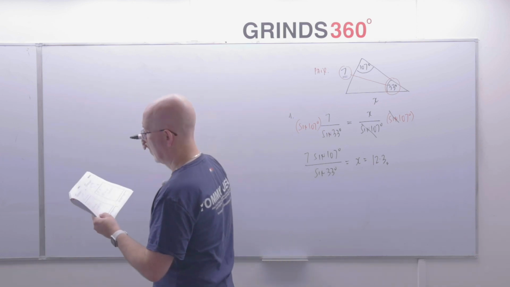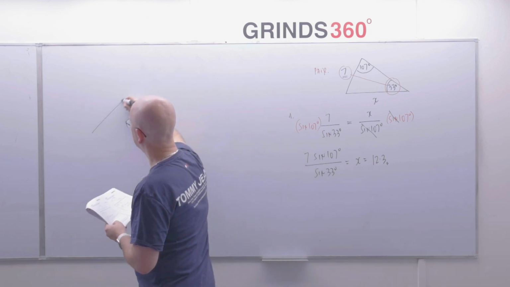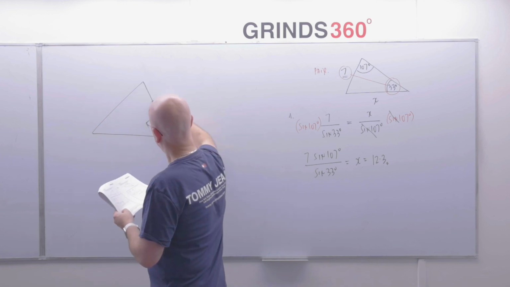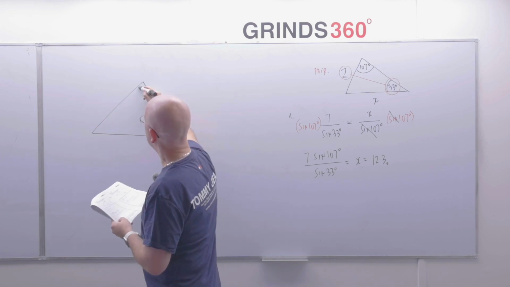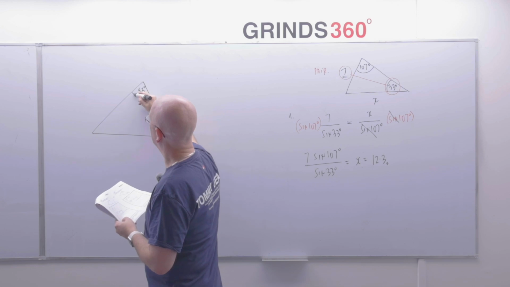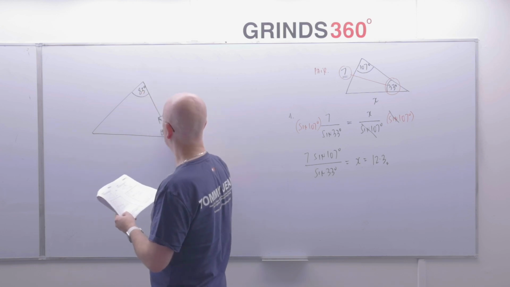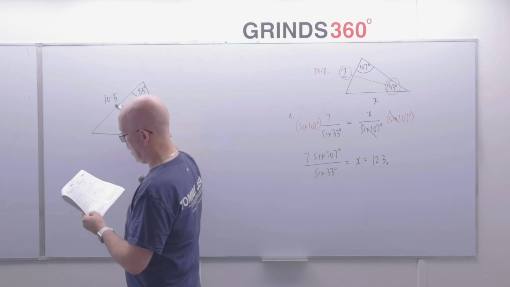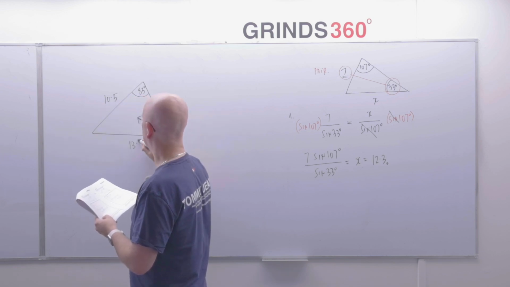I've got a triangle that looks like this. So that's 85 degrees up there, and that's marked as theta. That's 10.5 there, and that's 13.5 there.